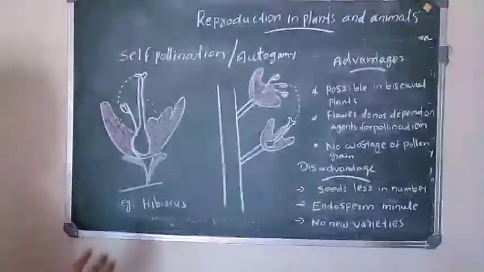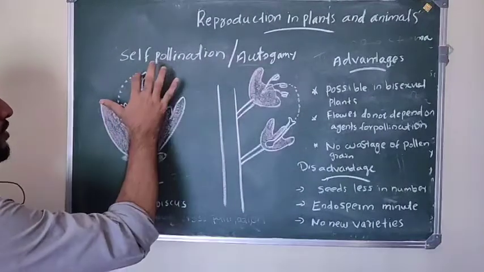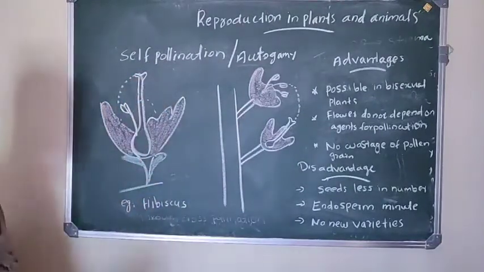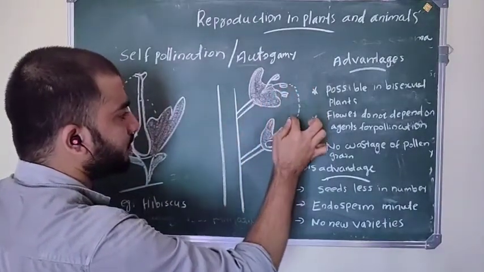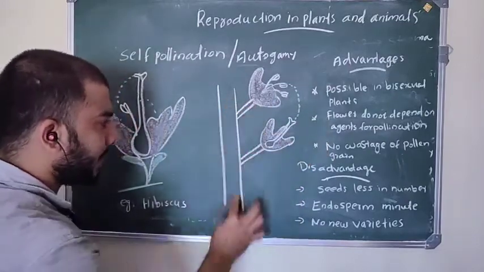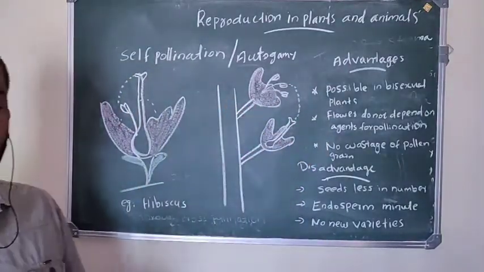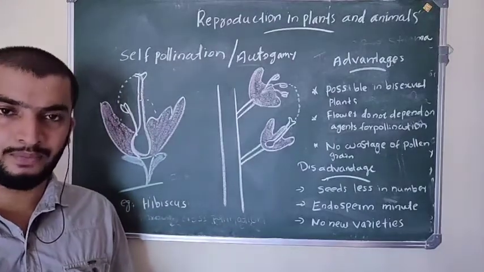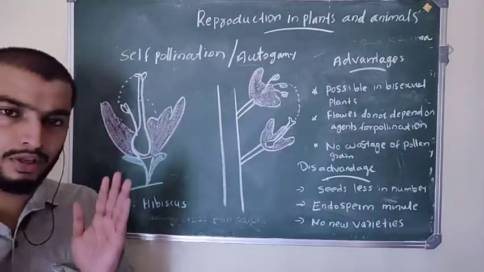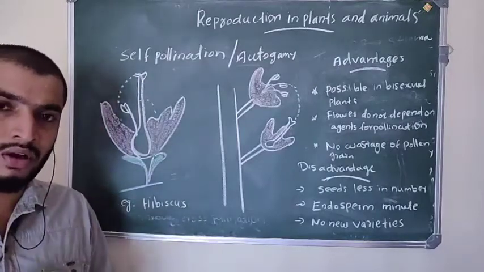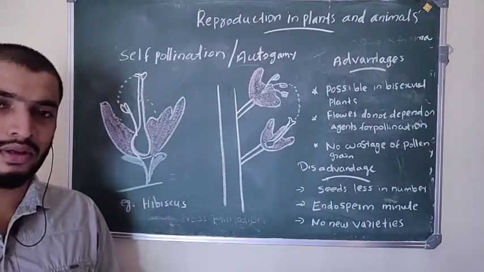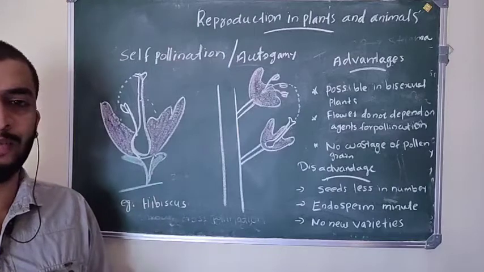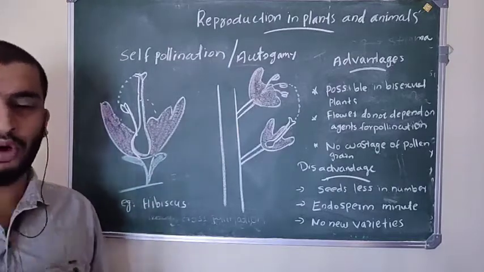So what is self-pollination? Self-pollination means transfer of pollen grains from anther to stigma of the same flower, or transfer of pollen grain from the anther of one flower to the stigma of another flower present on the same plant, otherwise called autogamy. For example, hibiscus. If you observe hibiscus, they perform self-pollination because hibiscus is a bisexual plant. They have bisexual flowers. Go and check a hibiscus flower, you can see. So that is about self-pollination.